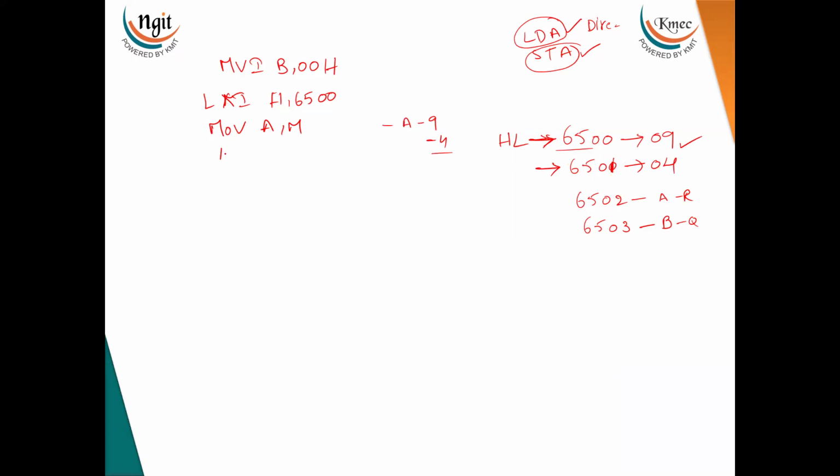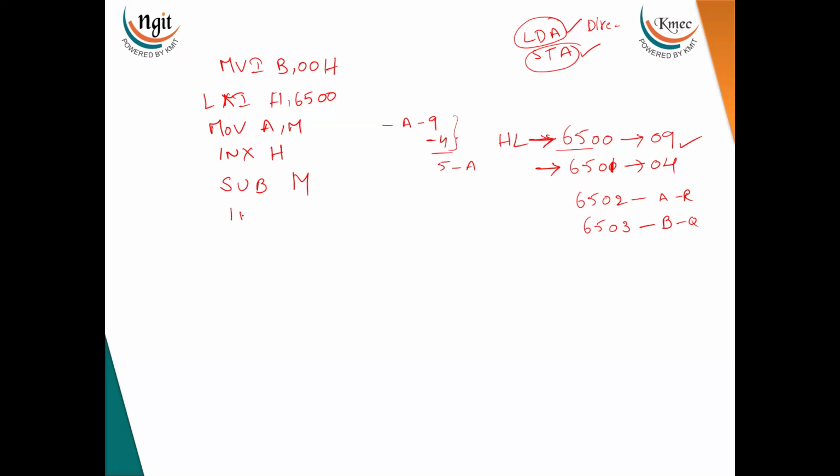For that, INX H. It means HL pair is pointing to this value. Now that value we have to subtract from the accumulator. For that, SUB M we are using. Now SUB M means the memory location value is subtracted from the accumulator. Now the accumulator value is 5. Now after the subtraction, one time subtraction is done.